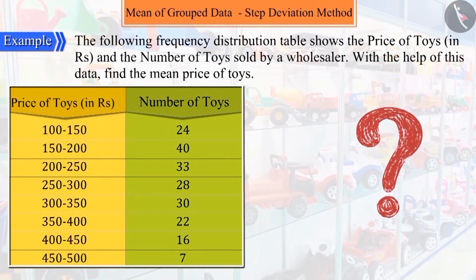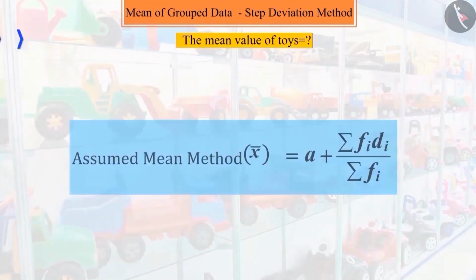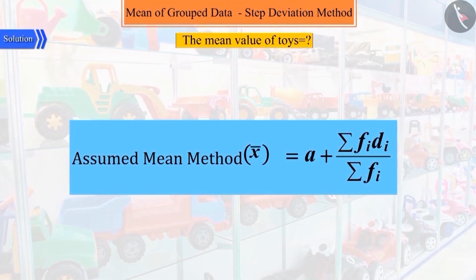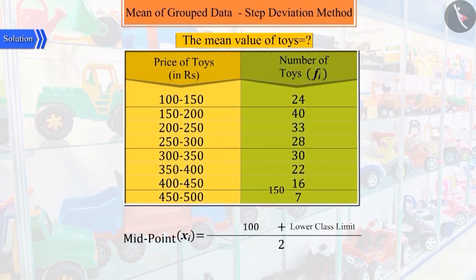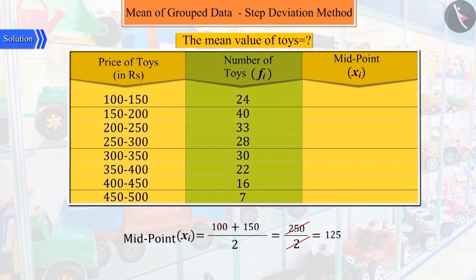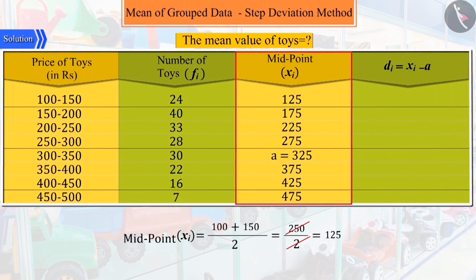Let's see. In order to find the mean of grouped data, we learnt about the assumed mean method in the previous video, where we choose an assumed mean A from the xi and represent the difference between each xi and A by di. On this basis, we can solve this question too.